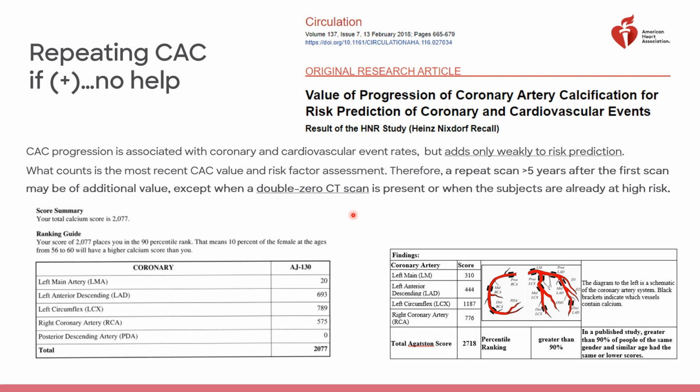The one caveat is if your score is 0. So you may have a score of 0 and you're in a low risk group, but you still have risk factors. Repeat scanning in about 5 years, if it's 0 again, is a very good negative predictor for events. And sometimes you actually catch people who went from 0 to higher than 0.